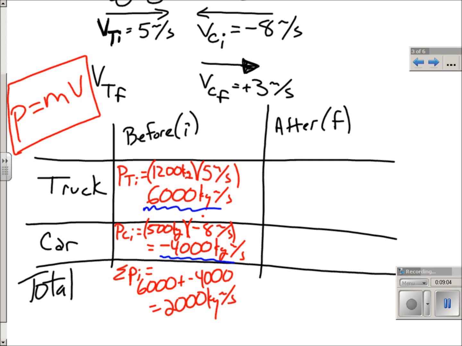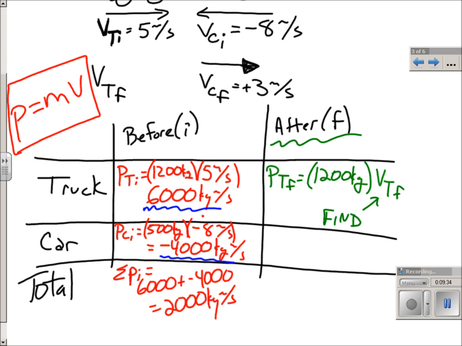Now, let's take a look at what's going on after the collision. All right? After the collision, we're missing some information. If I wanted to find the momentum of the truck after the collision, I'm going to get stuck because I don't know the velocity. So I'm just going to leave that as a variable. Okay? So I'm going to take the 1,200 kilograms, that's the mass of the truck, and multiply it by the velocity of the truck final, because that's what I'm looking for, right? So this is what I'm trying to find.